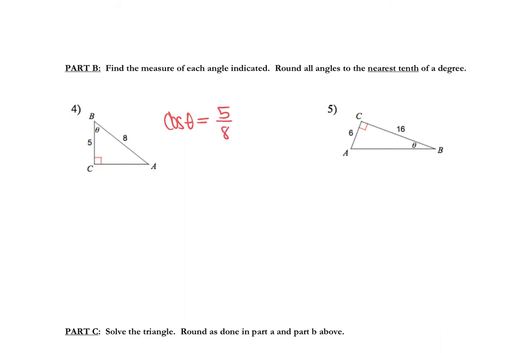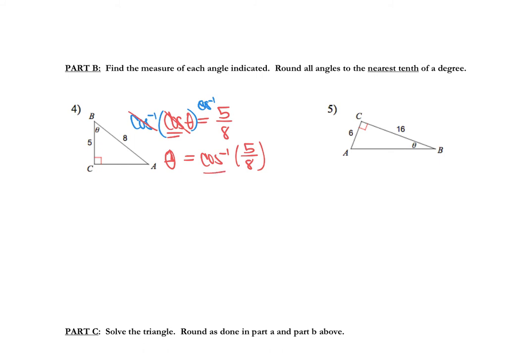adjacent over hypotenuse. Now, in order to solve for theta, I have to somehow undo this cosine. So to undo cosine, we need to take the inverse cosine of both sides. So that gives me the theta on one side, because the inverse cosine and the cosine cancel each other out. So we have theta equals the inverse cosine of 5/8.